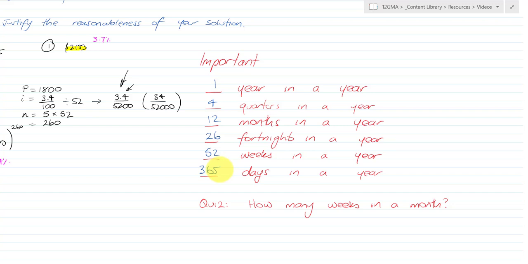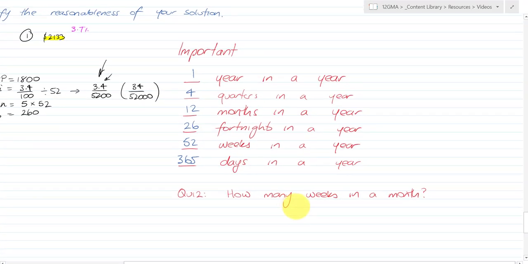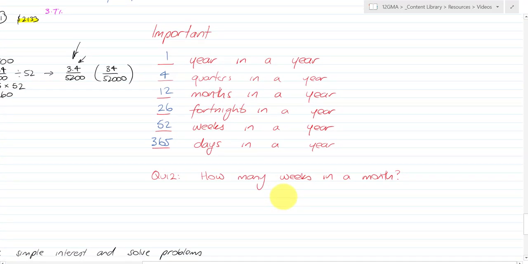You can make the assumption that all the months are equal length, unless again you are told it's in the month of April, which has 31 days. So unless you're specifically told. How many weeks in a month? And the answer is not 4.